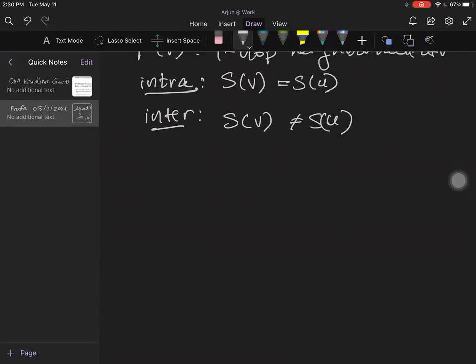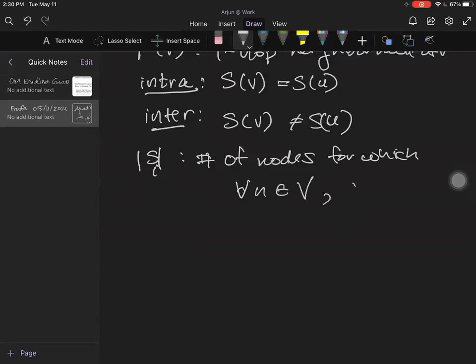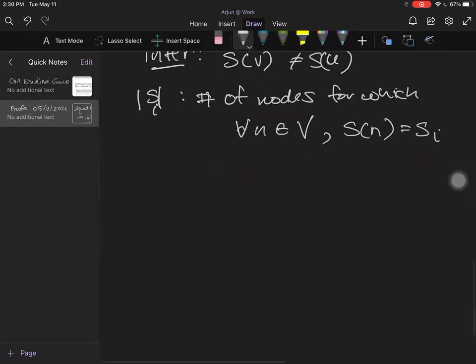So |S| is going to denote the cardinality of a group S, right? So if we have some cardinality of S_i, this is going to be equal to the number of nodes for which, for all n in V, S(n) is equal to S_i. So we're just getting the number of nodes that all have that same sensitive attribute.